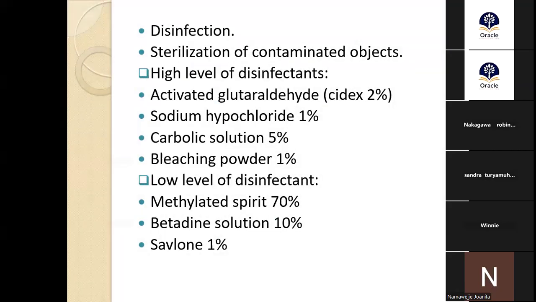What's the difference between disinfection and sterilization? Disinfection kills the microorganisms only, but sterilization kills the microorganisms and the endospores. Yes, so with disinfection, you're going to eliminate or kill or remove most of the microorganisms, apart from the spores or endospores. But with sterilization, all the microorganisms plus the spores.